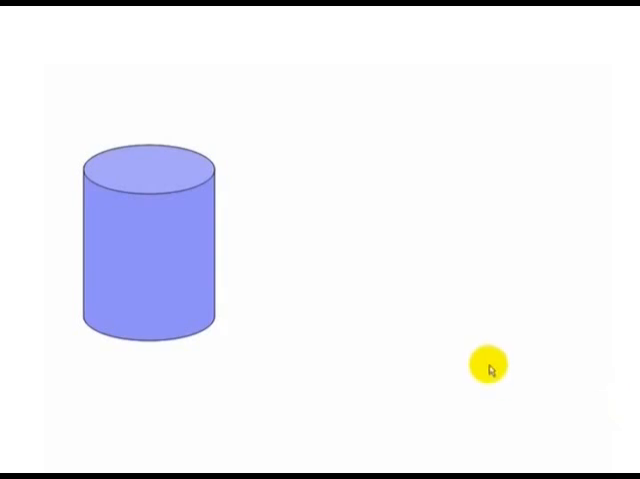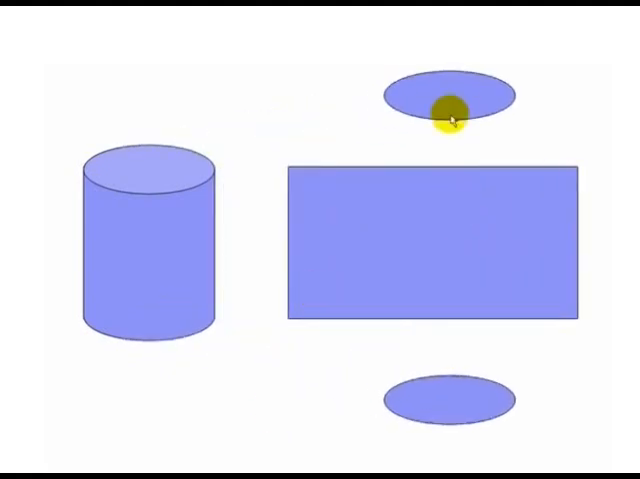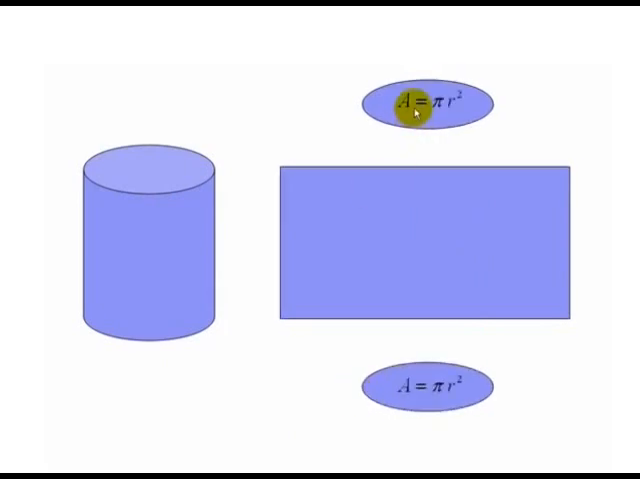Lastly, surface area of a cylinder. Now I need us to understand how we find the surface area of a cylinder. To do that, we will separate the cylinder into three parts, just like we did with the other solids. And if we do that, we obtain two circular shapes and a rectangle. The area of each circle is pi r squared.